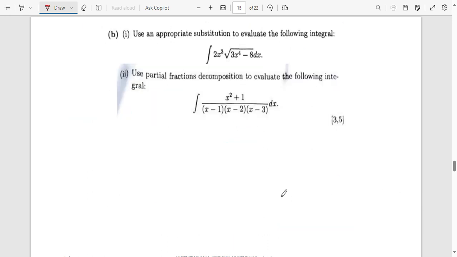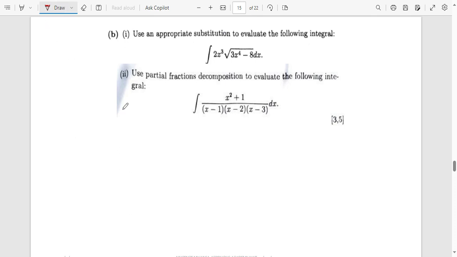Let's look at this one. Use an appropriate substitution to evaluate the following integral. At least the people who wrote this exam were lucky. They've even told you to use substitution. They've even told you the formula, because integration has got a lot of formulas you're supposed to use. You're supposed to decide for yourself which one to use, but this one is direct. All right, so how do you answer it then?